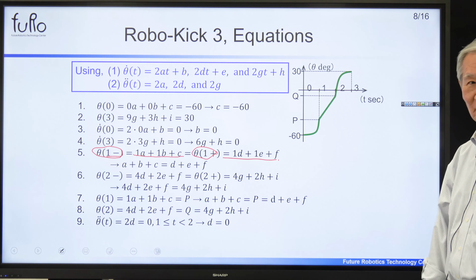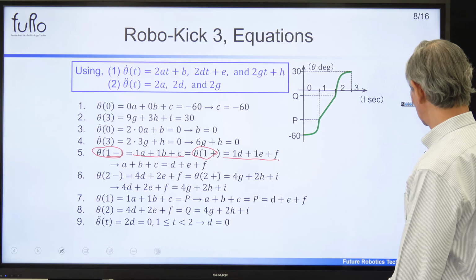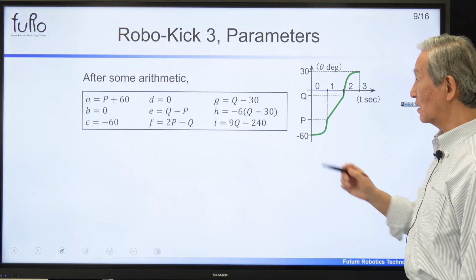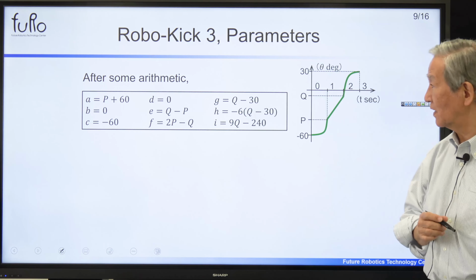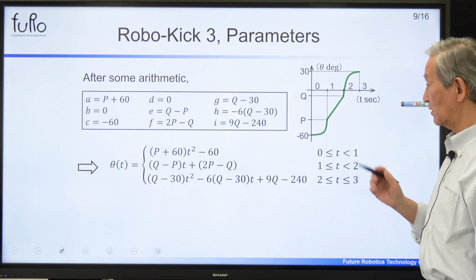Go ahead and solve. Well, that is part of the homework, so I'm not going to do it. But you can use whatever method you like to solve, and you come up with this set. So put them together into equation. This is what you got.